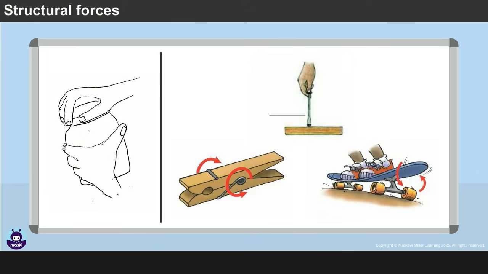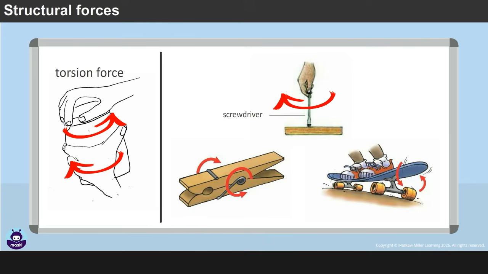Opening the lid of a jar shows a twisting or torsion force. These forces also work in the opposite direction, but in a circular way. A torsion force is used on this screwdriver. The screwdriver twists one way, while the resistance at the screw is twisting the other way. The wooden clothes peg has an opposite torsion force through the spring keeping the peg closed. A skateboard is steered using a torsion force.